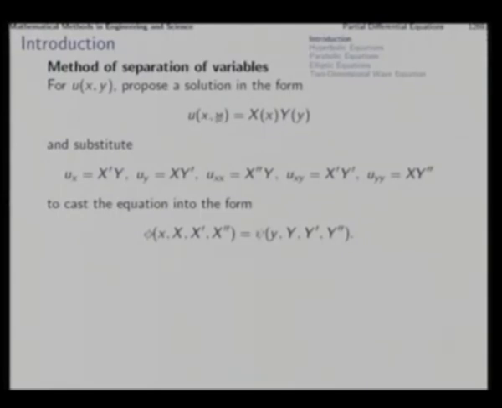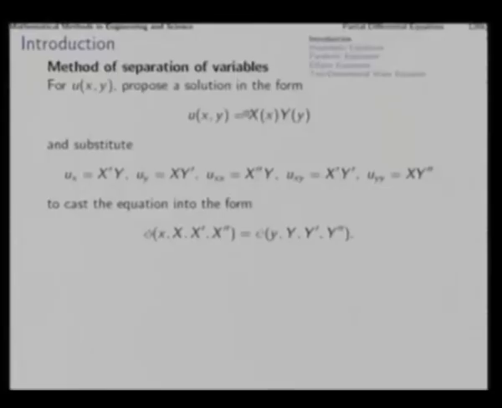It would be so nice if the unknown function of x and y can be put into the form of a product of two functions, one a function of x only and the other a function of y only. If this maneuver succeeds, then we will be able to separate the two variables and solve the partial differential equation through solutions of two ordinary differential equations. So, for that purpose, we propose the solution in this form, and then differentiate with respect to x.